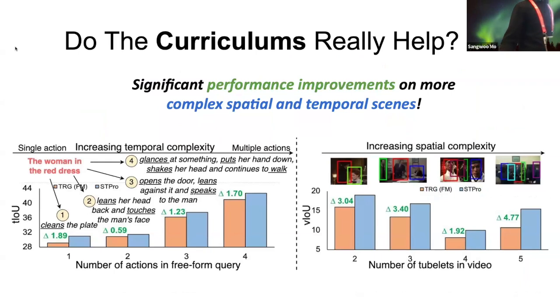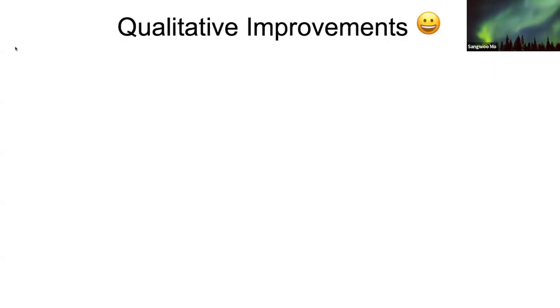So do the curriculums really help? Well, in this, we try to capture what happens when both the spatial and temporal complexity increase independently. So on the left, we have the temporal complexity in terms of number of actions increasing, and we see that our performance actually improves. And on the right, we have the spatial complexity in terms of number of actors increasing, and we see that, again, our performance actually does improve.